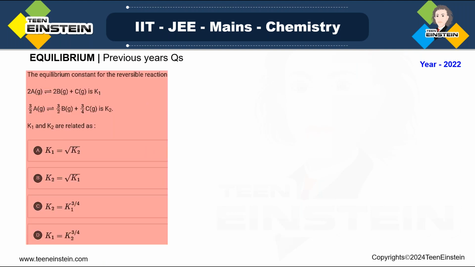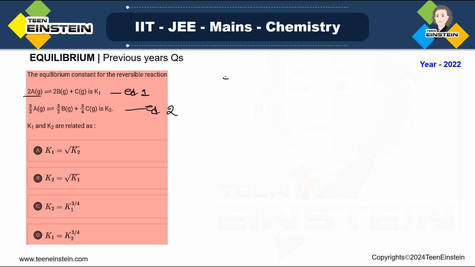The equilibrium constant for the reversible reaction: the first reaction is given as 2A in equilibrium with 2B and C. For equation 1, K1 is the equilibrium constant. Now look at equation 2, 3 by 2A. Here also it is A on the left hand side and B and C on the right hand side, but the coefficients are different. So 3 by 2A, 3 by 2B and 3 by 4C. This is equation 2, and for this the equilibrium constant is K2. You just have to find the relationship between K1 and K2, right?